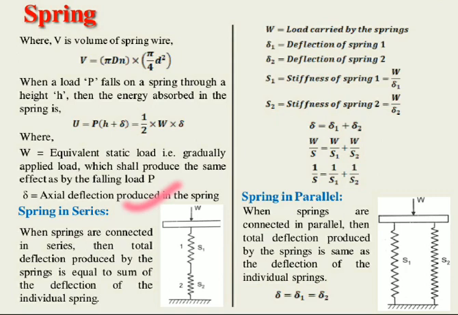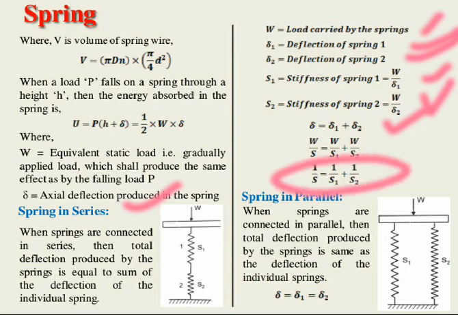So if W is the load carried by the spring, del 1 is the deflection of spring 1, del 2 the deflection of spring 2, S1 the stiffness of spring 1, that will be given by the formula W by del 1, and S2 the stiffness of spring 2, that will be given by W by del 2. So from the above statement we can write that del equals del 1 plus del 2. On putting the value of del, W by S equals W by S1 plus W by S2. So 1 by S equals 1 by S1 plus 1 by S2. This will ultimately give you the relation of stiffness when the springs are connected in series.